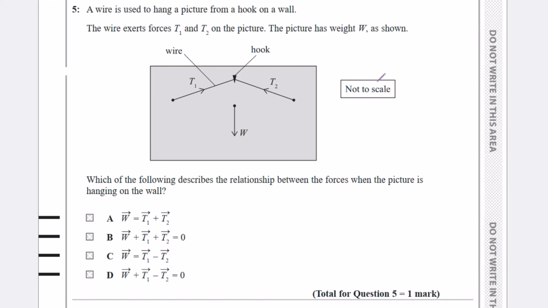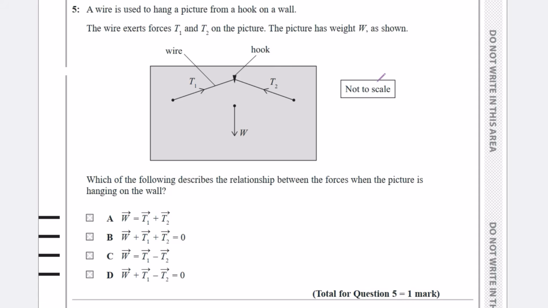Question 5 is also a very important question. It's associated with vectors, of course. A wire is used to hang a picture from a hook on a wall. The wire exerts forces T1 and T2 on the picture. The picture has weight W as shown. Which of the following describes the relationship between the forces when the picture is hanging on the wall?